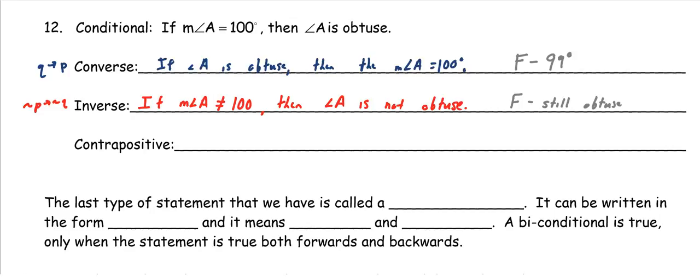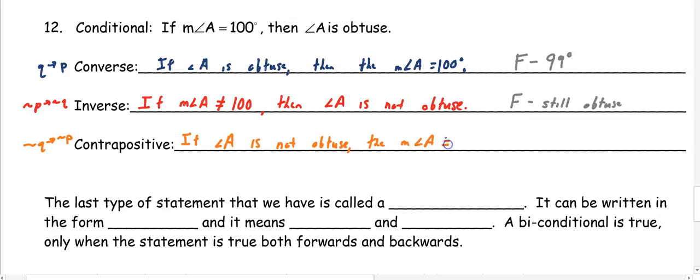Our last type of statement then is a contrapositive. So remember, we're switching the order and taking the negation. So not Q to not P. So we have if angle A is not obtuse, then the measure of angle A does not equal 100 degrees. This statement's true because if we don't have an obtuse angle, then there's no way that our measure can be equal to 100 degrees.